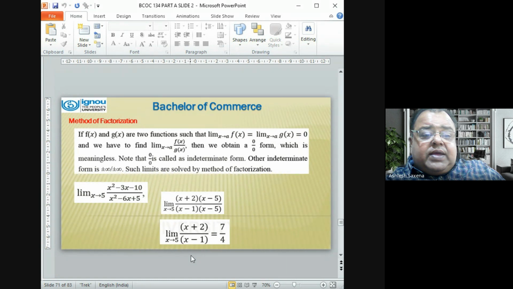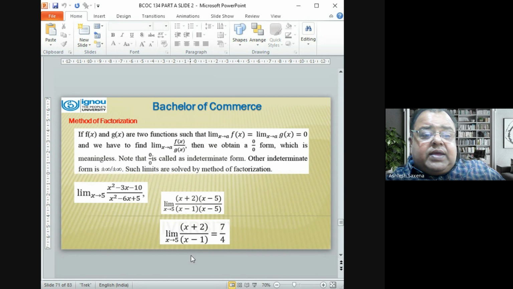So what we will do? We will just place x equal to 5 in numerator as well as denominator. So it will be 25 minus 15 minus 10, so that will be 25 minus 25, 0. And in the denominator, what is coming? 25 minus 30 plus 5, again 0. It is in the form of 0 by 0, which is not acceptable.